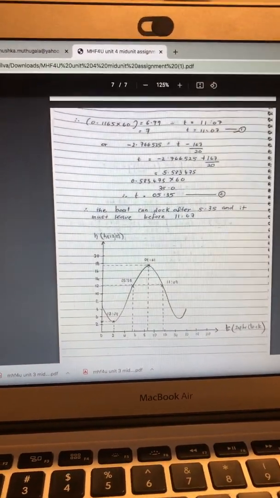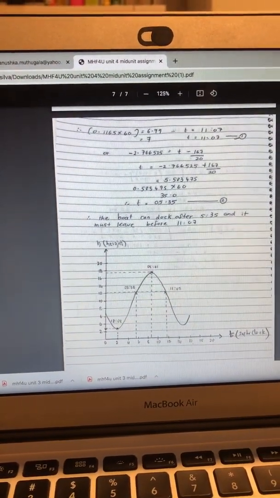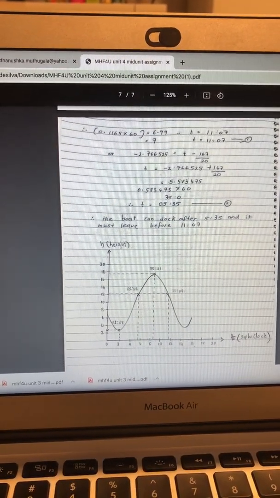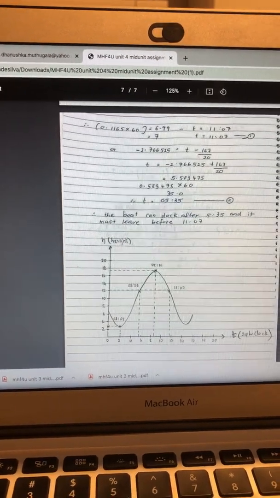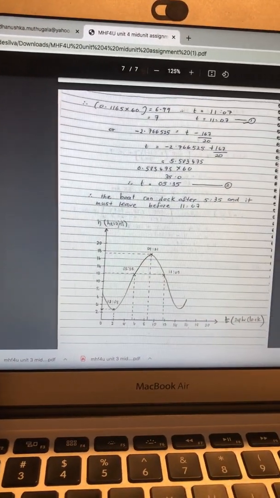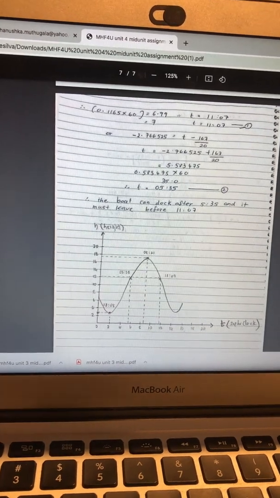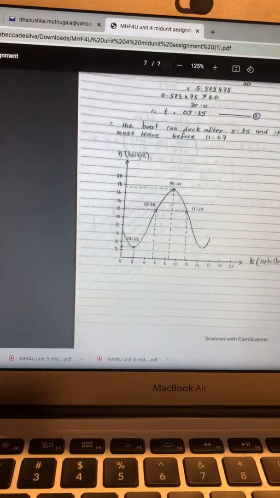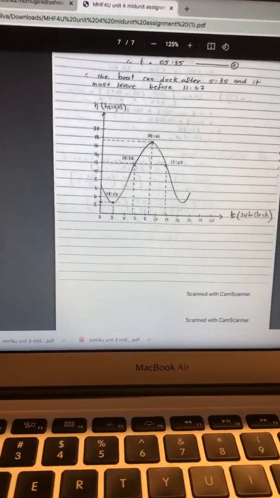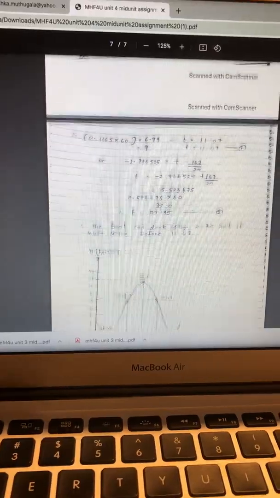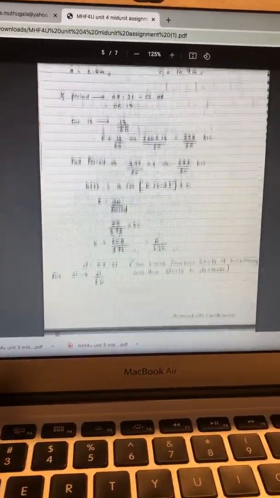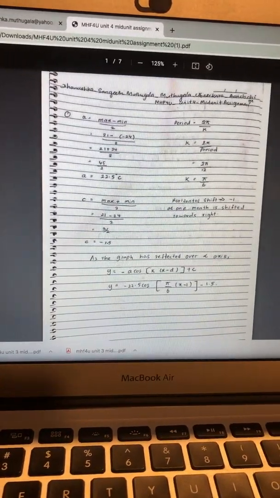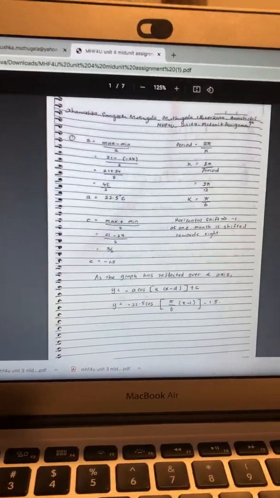So for the second part, we need to take the negative value for it. So 167 by 20. So that's how we get it. This means T is equal to 5:35 by the second one. So this means the boat can dock after 5:35, and it must leave before 11:07. So this is the graph for the question. And that's the end of the third question. So that's the end of the assignment for Unit 4 mid-unit assignment.